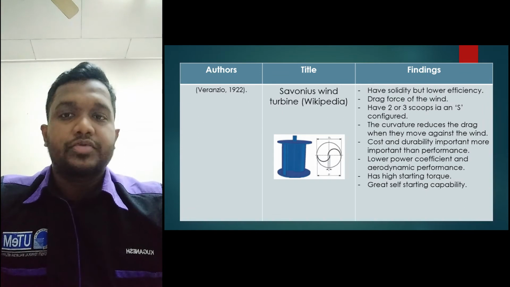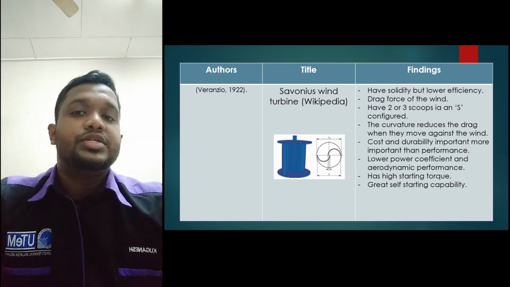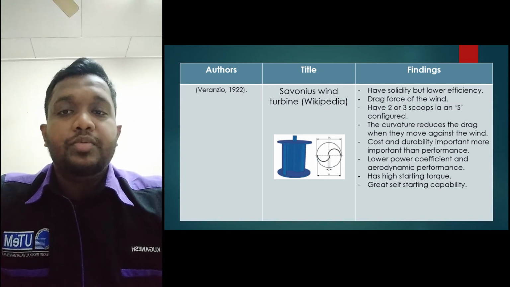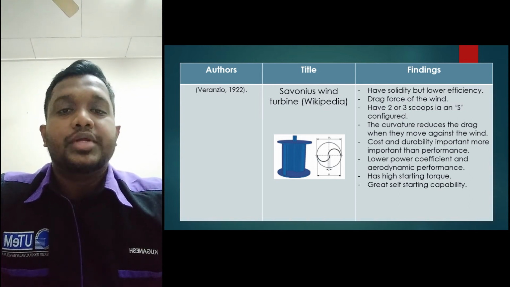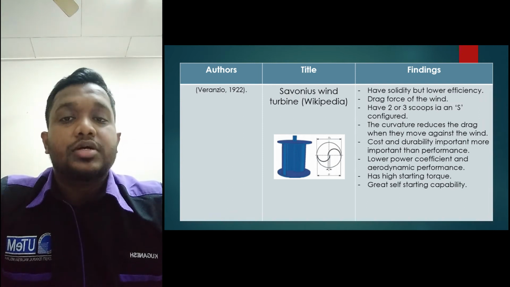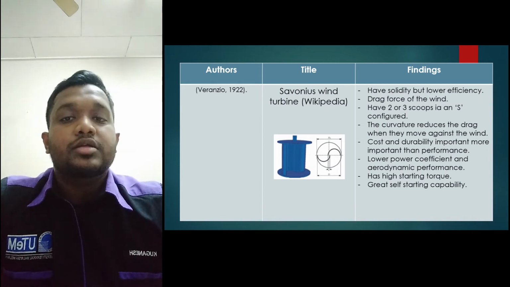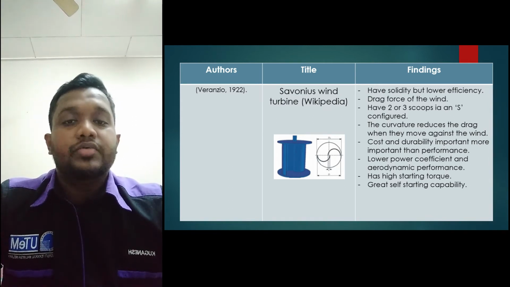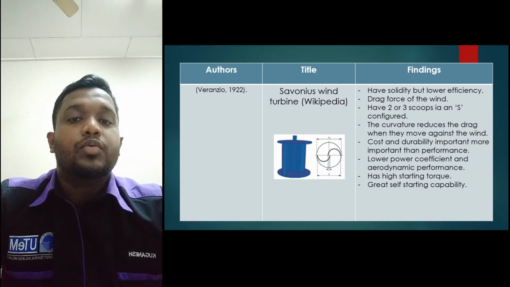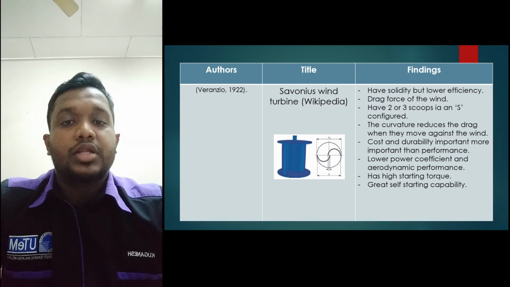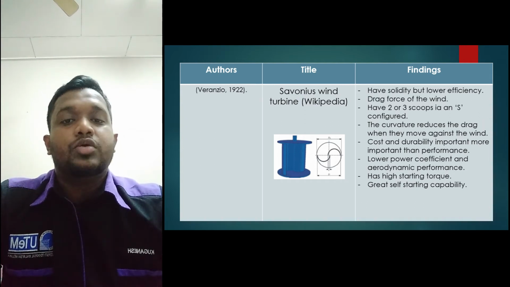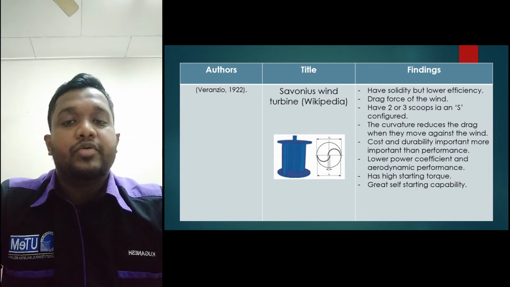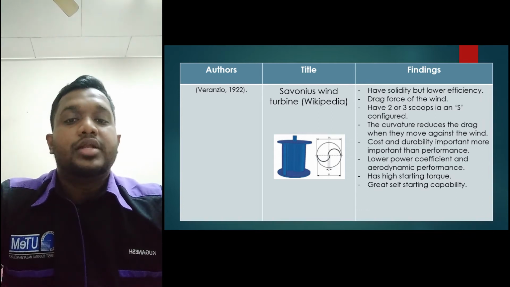Okay, the second title of the literature review that I used is Savonius wind turbine from a Wikipedia source. The Wikipedia source author is Berenzio, 1922. The finding is that the Savonius wind turbine has solidity but lower efficiency. The Savonius uses the drag force of the wind, and the two or three scoops are S configured. In the Savonius wind turbine, the curvature reduces the drag when they move against the wind. The cost and durability are more important than the performance. So the Savonius has lower power coefficients and aerodynamic performance, and it also has high starting torque and great self-starting capacity.